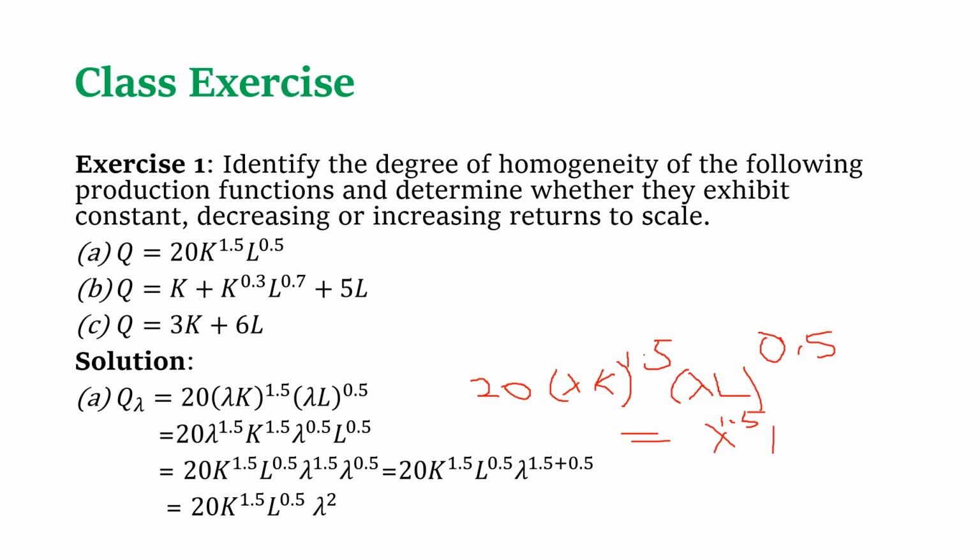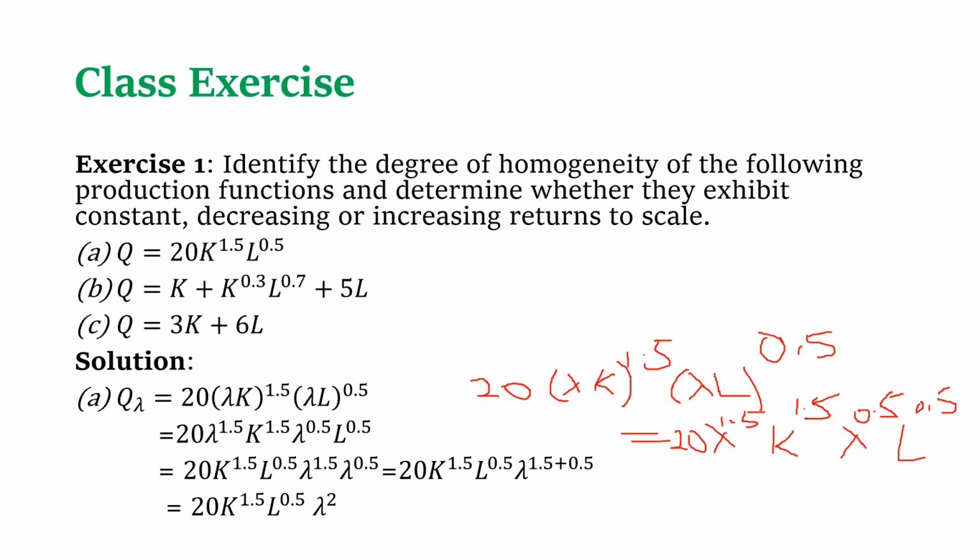So and then you have k to the 1.5, and then lambda to the 0.5, and then L to the 0.5. So remember, you don't have to forget that's 20. You have to include 20. Okay. Now what we do next is to just take these lambdas out. Now factor these lambdas. Just take them out.